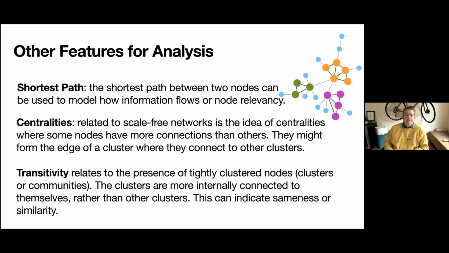The centralities, those are related to scale-free networks, which I'll talk about in a moment. And the idea of centralities is where some nodes have more connections than others. They might form the edge of a cluster where they connect to other clusters, or they might be central to the graph structure itself. The transitivity relates to the presence of tightly clustered nodes, clusters or communities. These clusters are more internally connected to themselves than to other clusters. And this can indicate sameness or similarity. And that's something that's really important to remember as we hear Kunitake's talk.